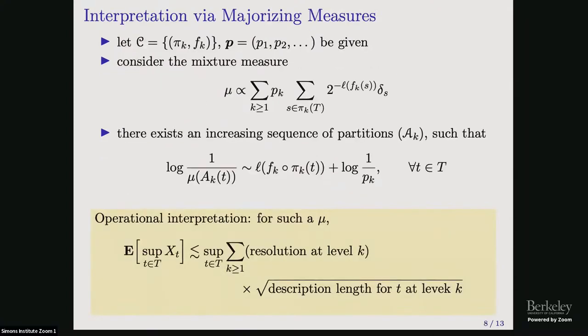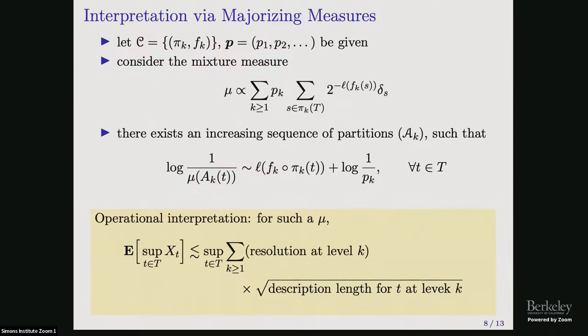But I want to actually operationalize it a little bit. As I said, what does that have to do with majorizing measures? Where is Talagrand's work in all of this? Here's the idea. Take a sequence of codes. Take this P, which is just this instrumental collection of weights. That P is definitely not something I would dignify by calling it a prior. These are weights. And then consider the following mixture.